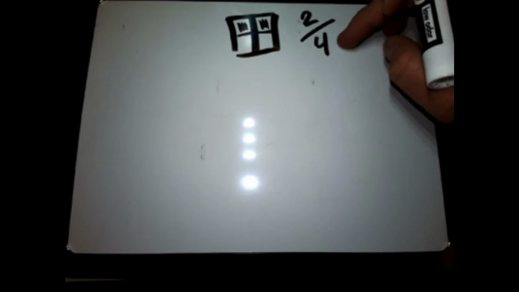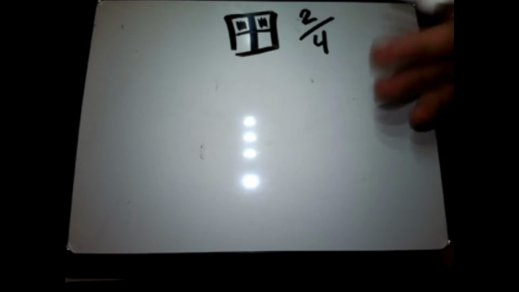Okay, so that is my fraction. That does not mean that this is a whole number. I know I've got a number here and a number here, but since this square is not shaded in completely, that does not mean this is a whole number. This is only part of a number.